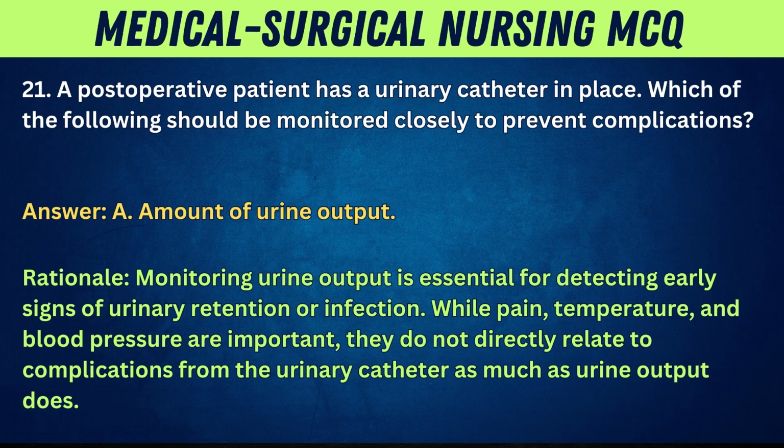Rationale: monitoring urine output is essential for detecting early signs of urinary retention or infection. While pain, temperature, and blood pressure are important, they do not directly relate to complications from the urinary catheter as much as urine output does.